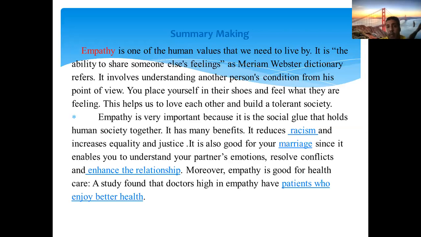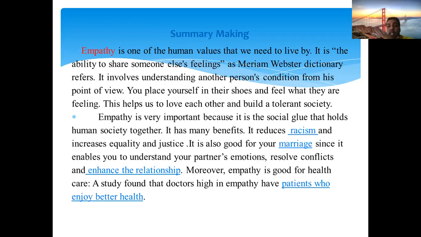I read it quickly because this is a kind of lecturing, and I don't have students with me right now. Empathy is one of the human values that we need to live by. It is the ability to share someone else's feelings, as the Merriam-Webster dictionary refers. It involves understanding another person's conditions from his point of view. You place yourself in their shoes and feel what they are feeling. This helps us to love each other and build a tolerant society.